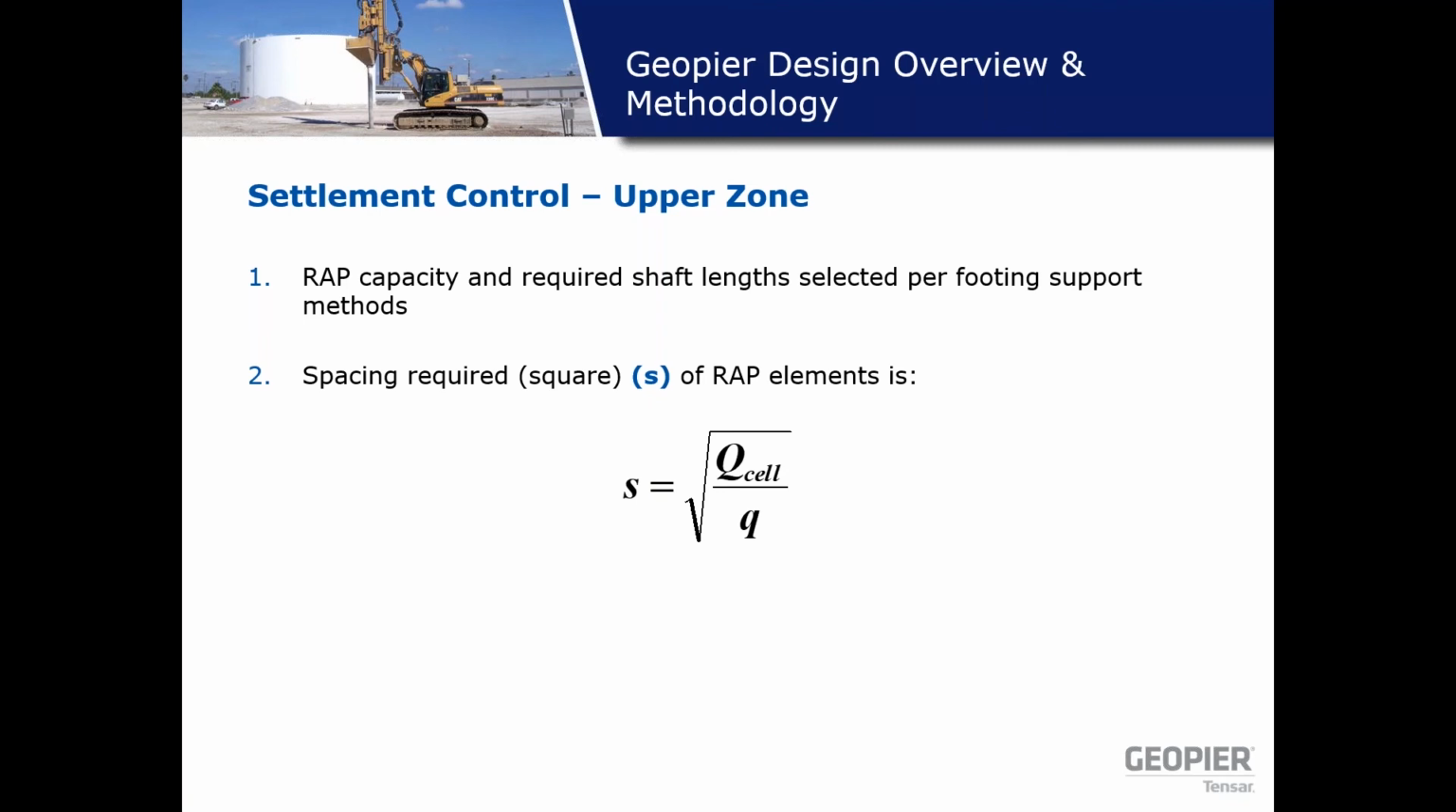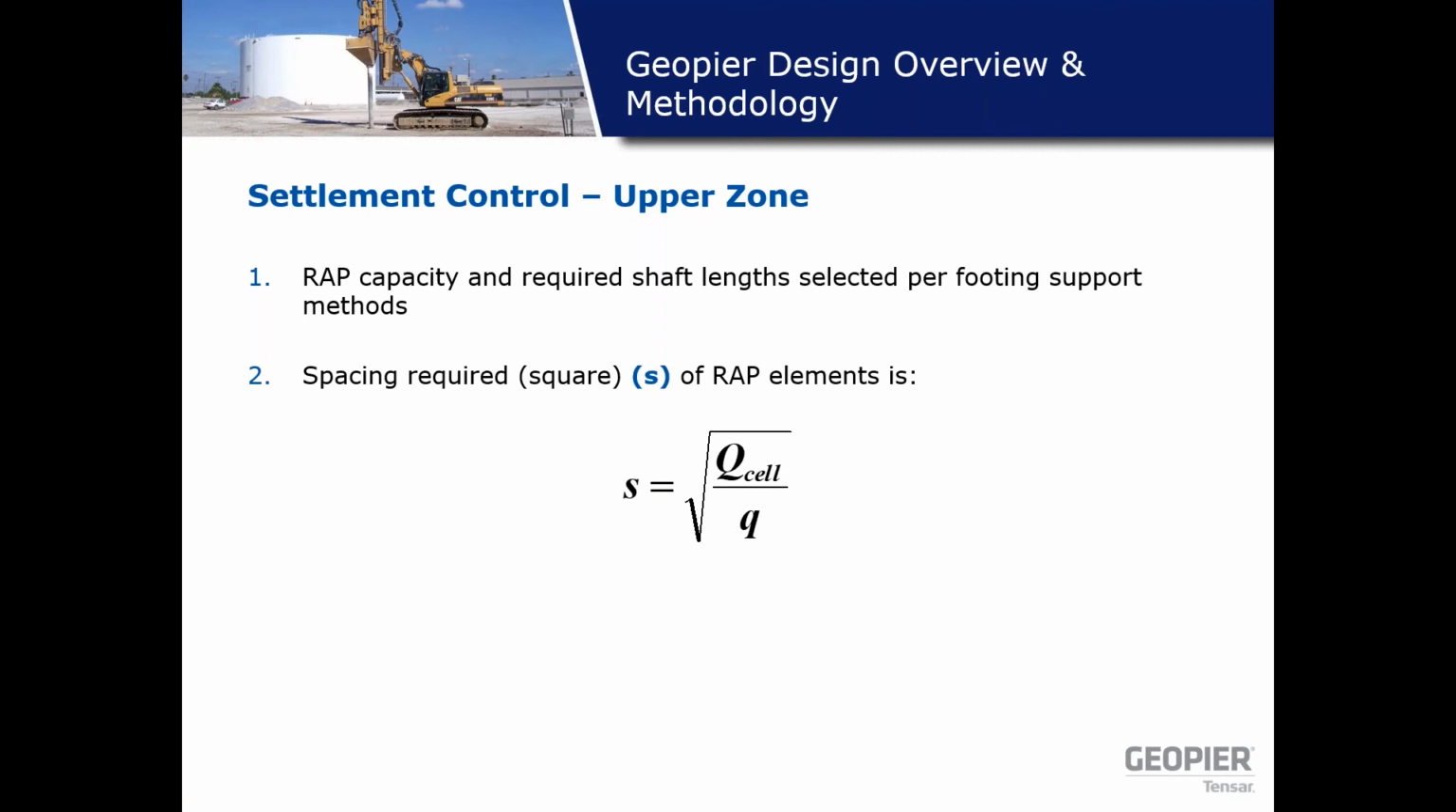So let's talk about how we estimate the upper zone. When you install Geopiers in a grid pattern, we can divide the pressure of the tank into cell areas. If we are installing piers in a 5 foot by 5 foot grid pattern, each element carries the load acting on that 5 by 5 area, and it's nothing but a cell area.